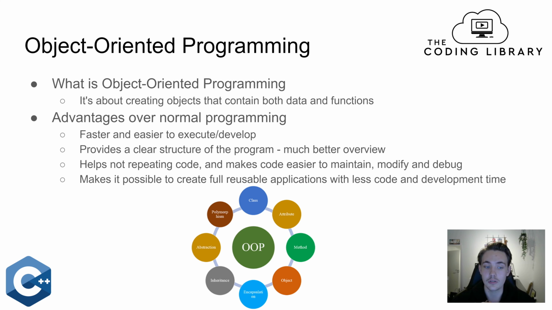It also helps us not repeat the code. We can create one class and then create multiple objects of that class, instead of having to copy paste and repeat the same code when we need to initialize a new object. It also makes the code easier to maintain, modify, and debug, and it makes it possible to create reusable applications with less code and development time.